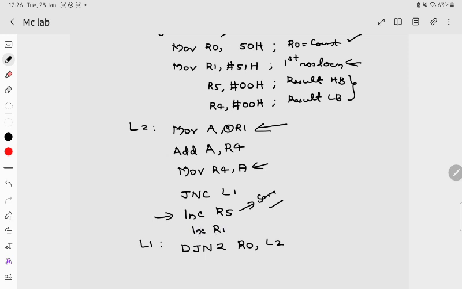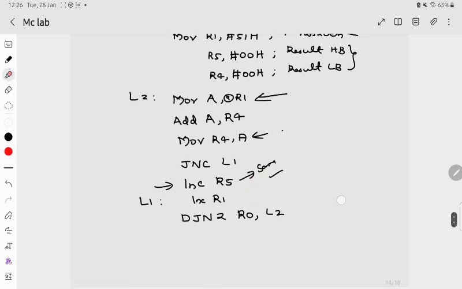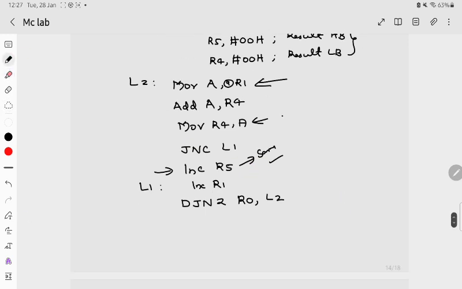So R1 becomes 52. Take the next number, add it to the lower byte, then save the lower byte of the result back. Then check whether there was a carry coming from the lower byte addition. If there is a carry, increment the higher byte. If there is no carry, you need to increment the location. So L1 should come above. You need to increment the location, and this process repeats. Finally, once the count comes out, you need to save the result.